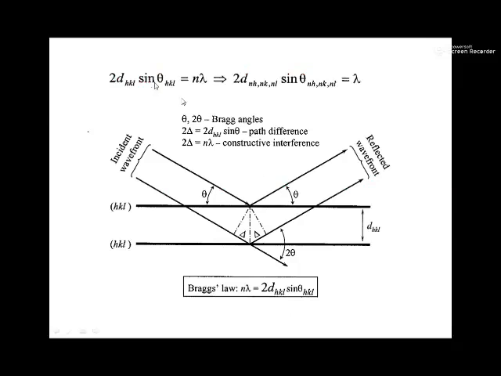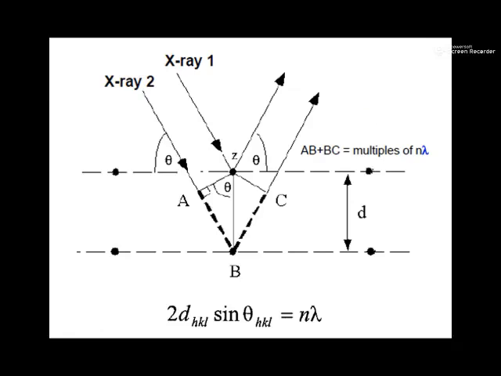So in this same picture, 2d sine theta for HKL equals n lambda, and the same form holds for the nth order plane, that is nh nk nl, and this will be 2 d nh nk nl sine theta equals lambda. So this is basically the pictorial description of what happens inside the crystal.